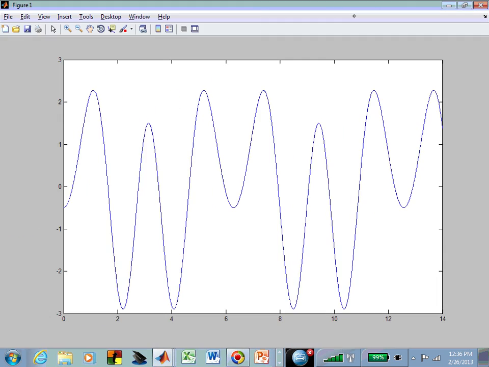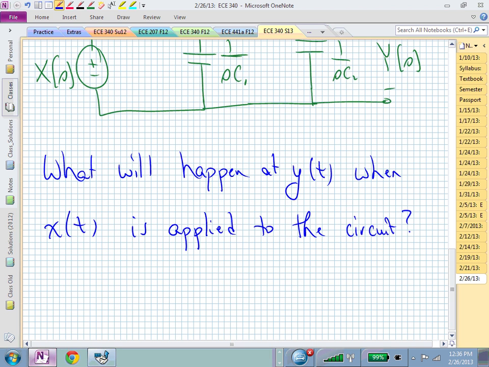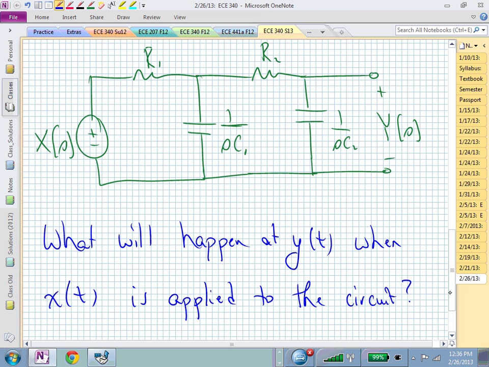Well, what if this is now x of t? This is now our input waveform, and we want to now pass this signal through the circuit that I had just sketched. And what can you tell me is going to happen? Or what can you say? Or can you say anything?